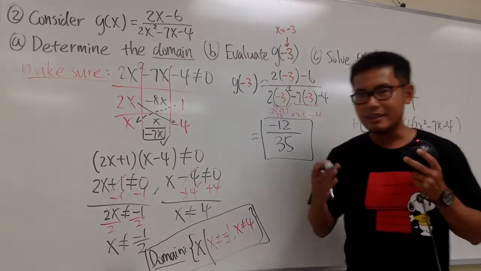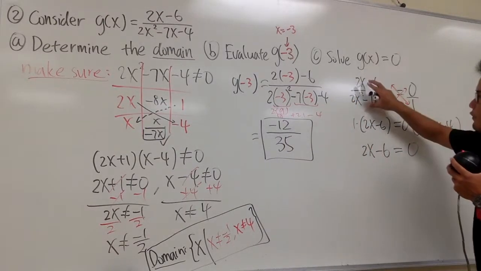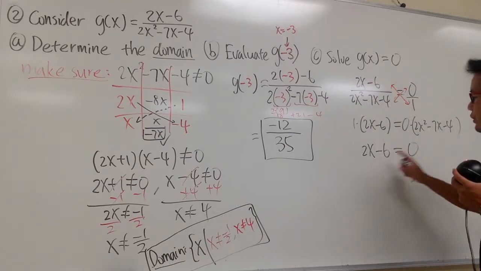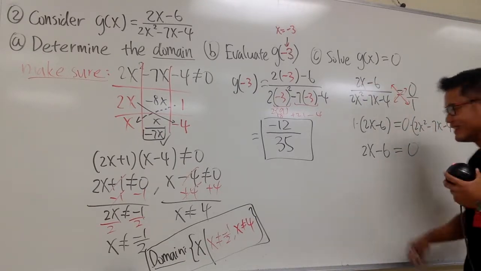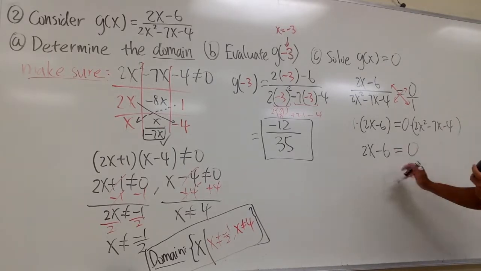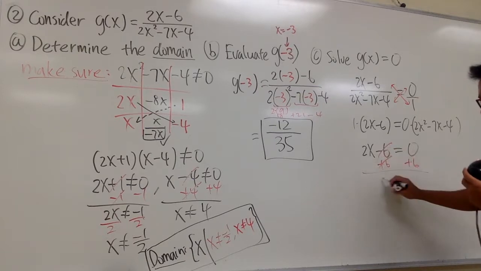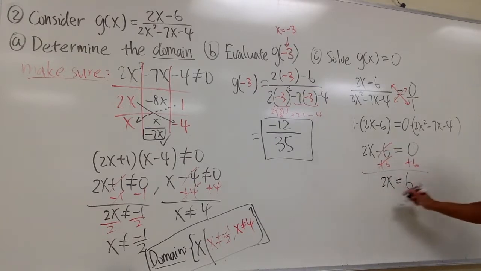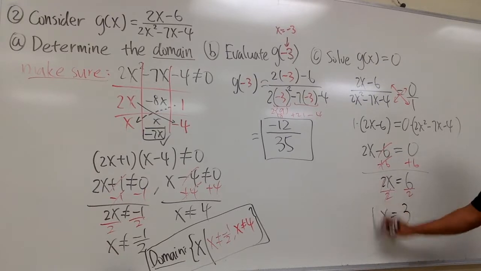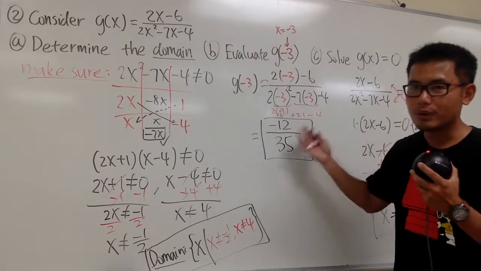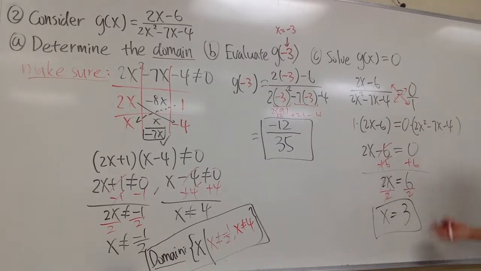And here is the nice part about when we have a fraction equal to 0. We just have to worry about the top equal to 0. The bottom doesn't matter, okay? Anyway, from here, we can just add 6 on both sides as usual. And that's 2x equal to 6. And we can divide by 2 on both sides. So x is equal to 3. And we are done. Domain, how to evaluate numbers, and how to solve for the equation. That's it.